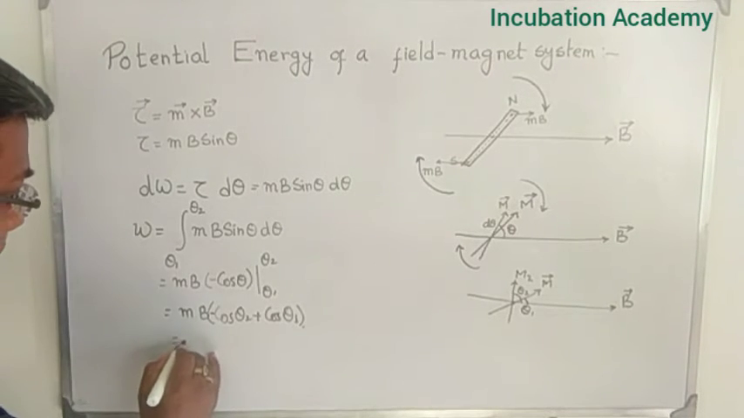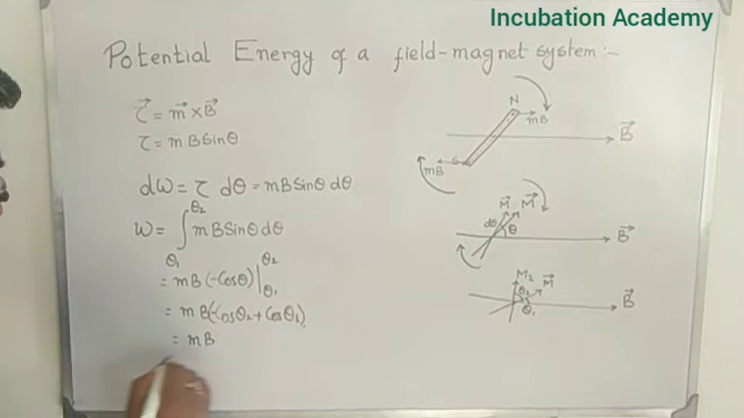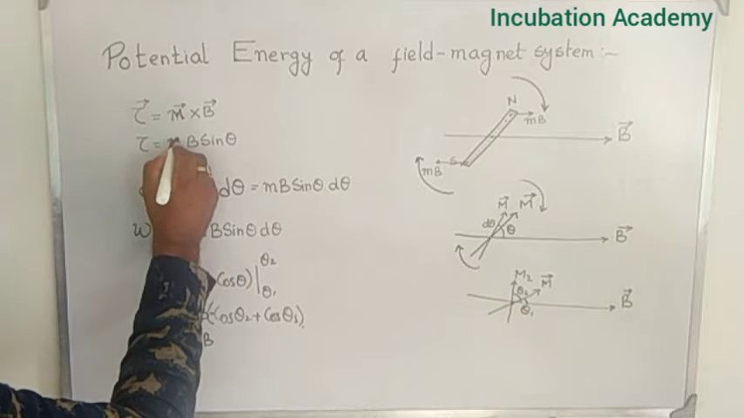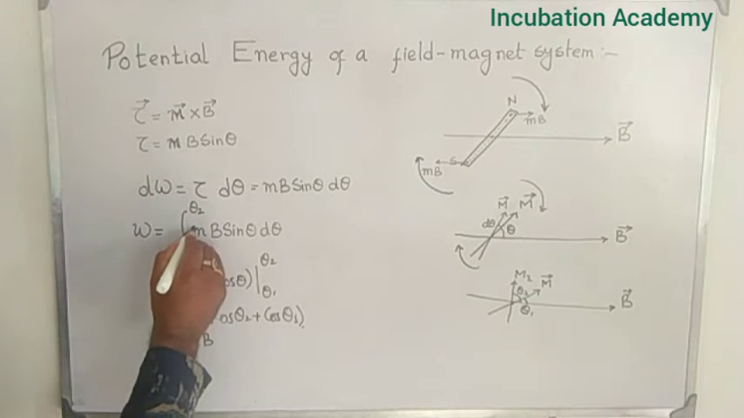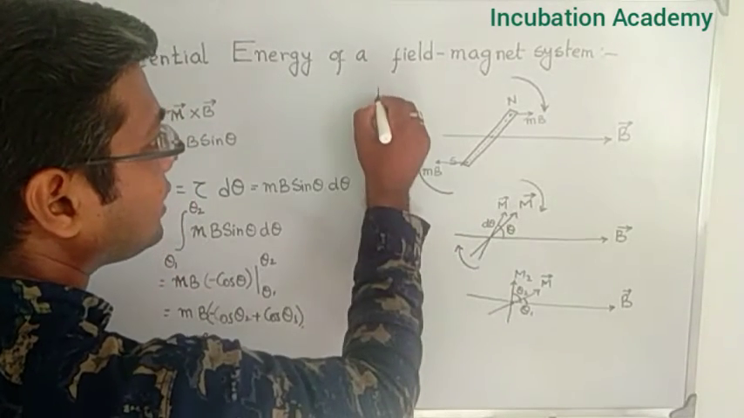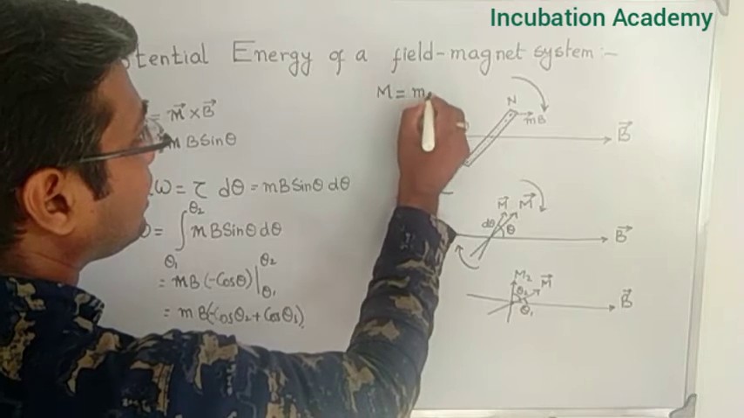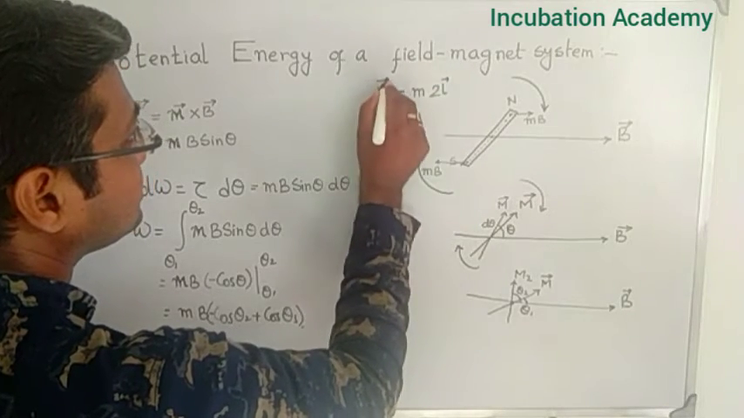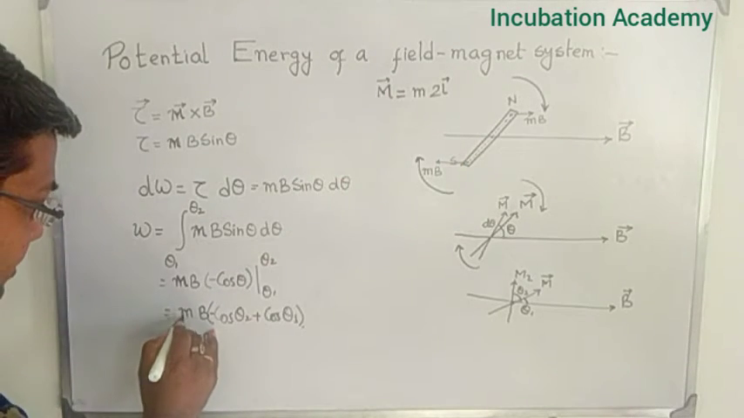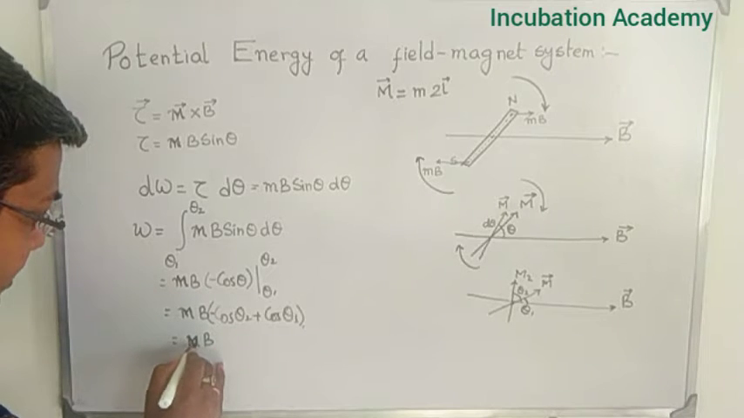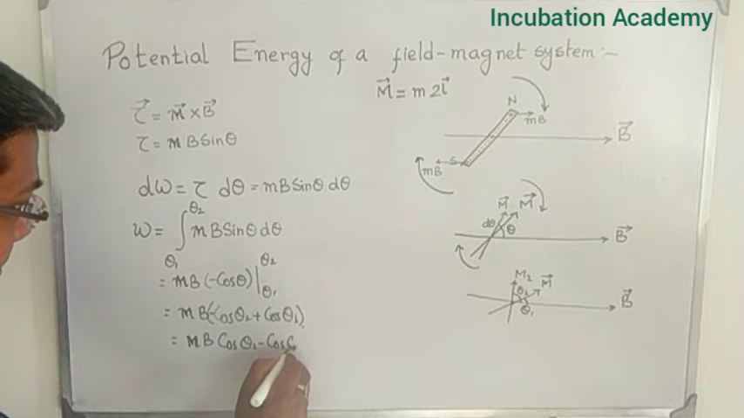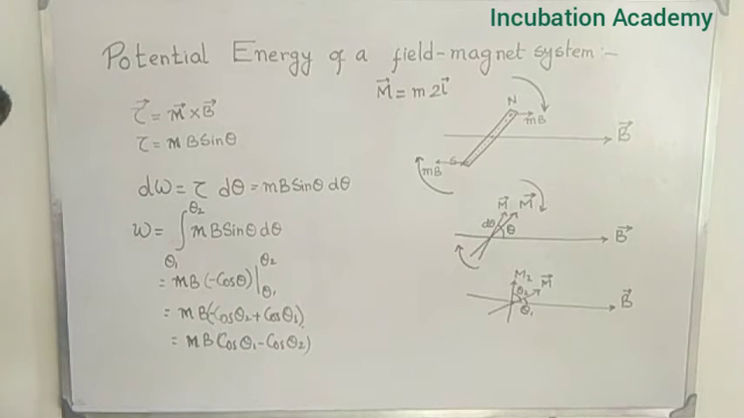So this thing becomes m into B. Here this small m should be the capital M. It is not the pole strength, it is the magnetic moment, because the relation between the magnetic moment and the pole strength is this. This is the magnetic moment and this is the pole strength. So it is not the pole strength, it is the magnetic moment. So it is MB times cos theta 1 minus cos theta 2.